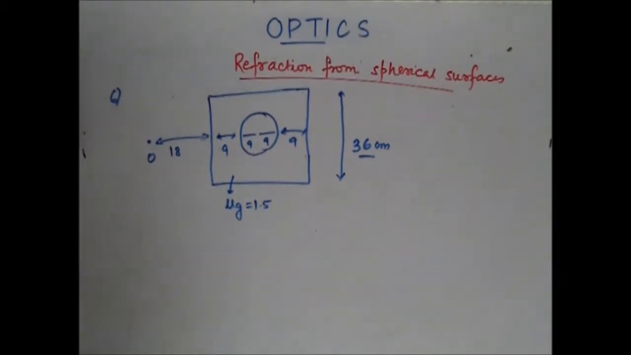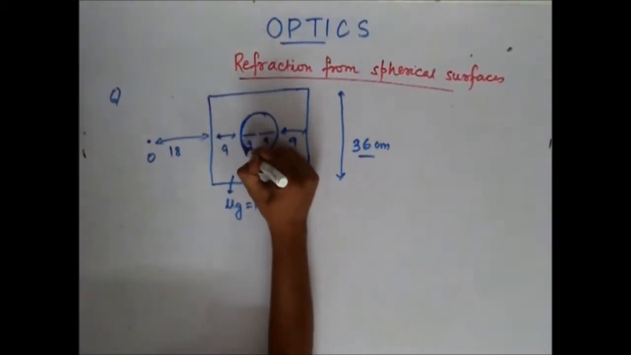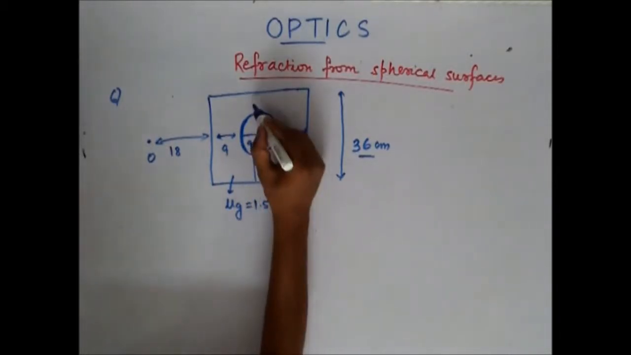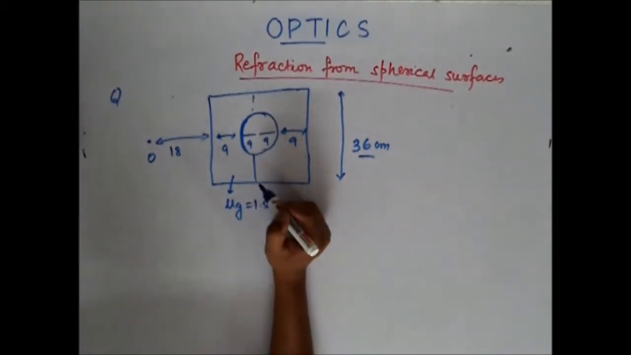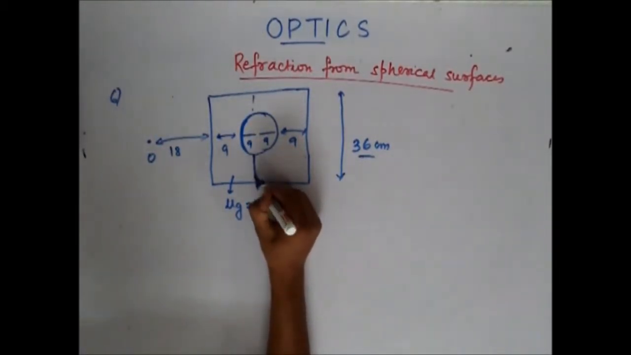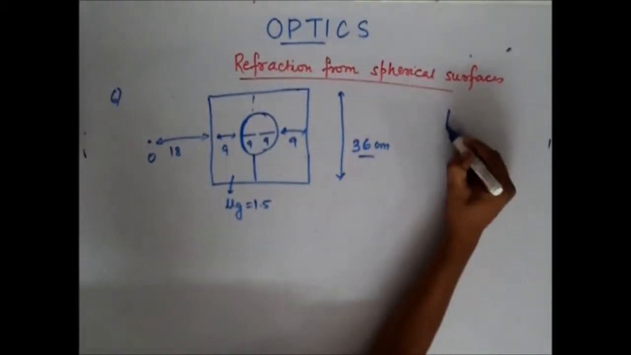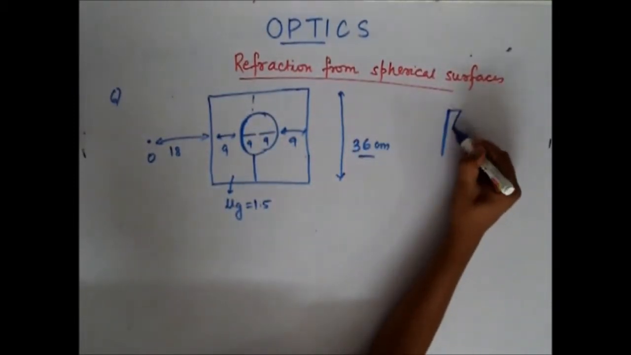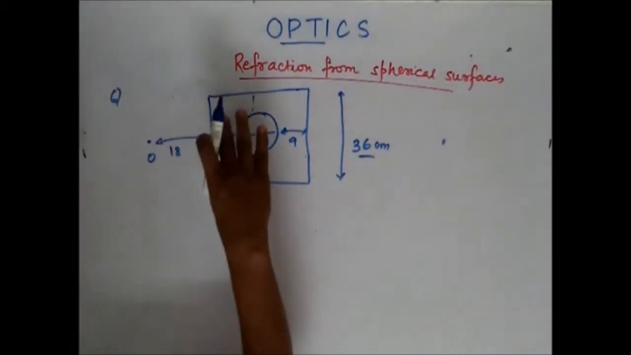Now in this question, a common mistake students make is that they assume this part to be a plano concave lens. Remember, when we talk of lenses, we only talk of thin lenses. That means the lenses won't have a thickness. So a plano concave lens looks like this, but this thickness is negligible. In this case, you have a thickness of 9 centimeter. So the formula of lens is not applicable in this case.